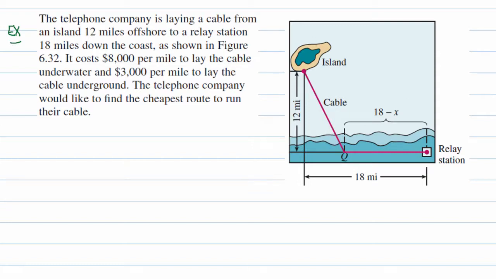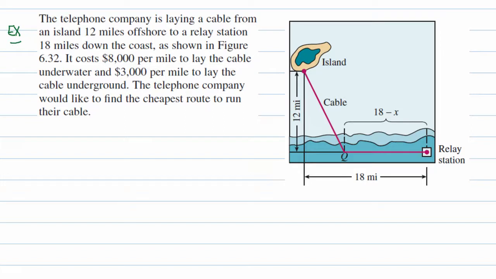And here's the island. And it's 12 miles from the island to the shoreline. And then from that spot that's directly 12 miles from the island to the shore, from there, if you walk 18 miles, you get to a relay station. Okay? It costs $8,000 per mile to lay the cable underwater and $3,000 per mile to lay the cable underground. The telephone company would like to find the cheapest route to run their cable. This is a very real-world style problem.